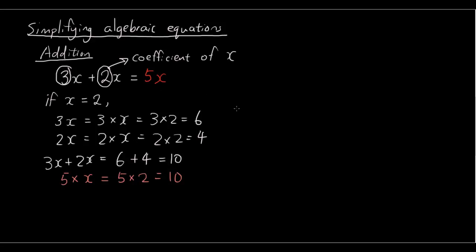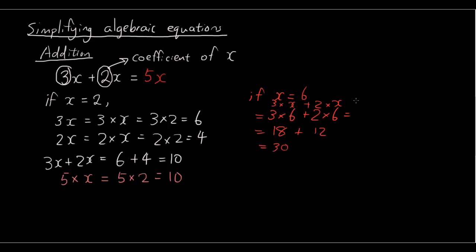Now let's try another number. If x equals 6. Okay, now what's 3 times 6 plus 2 times 6? Right, using the equation here, 3 times x plus 2 times x, and we substitute in 6 for x, so 3 times 6 is 18, 2 times 6 is 12, and 18 plus 12 is 30.